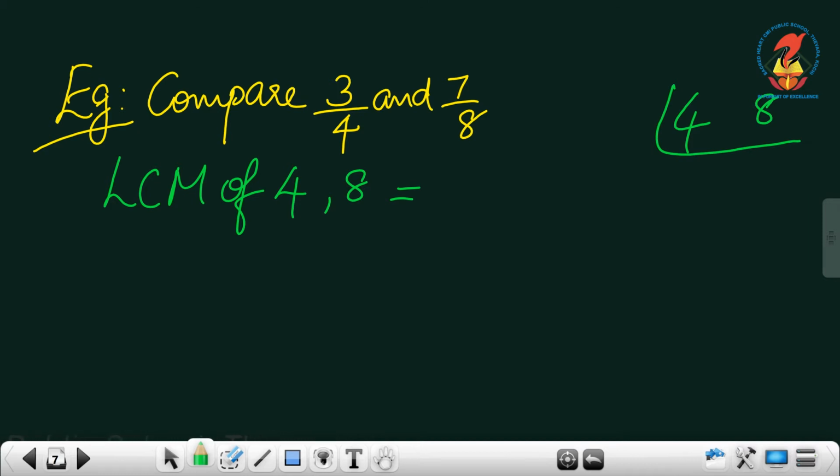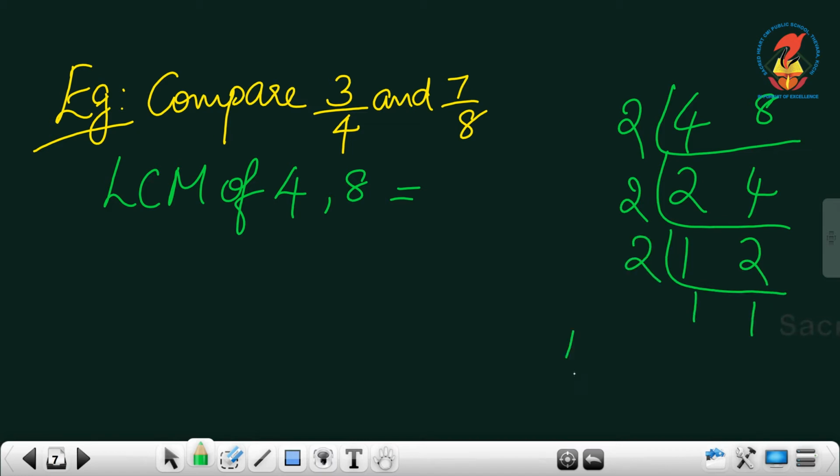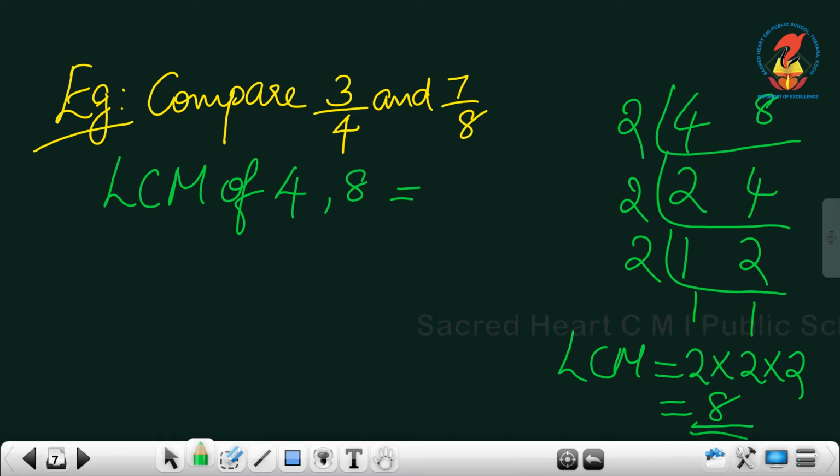So, think about the smallest prime number which will divide at least one number. 2, then 2, 4, again 2, 1, 2, again 2, 1, 1. So, how will we find the LCM? LCM is equal to 2 into 2 into 2. What is the answer? 8. I hope the LCM is clear. LCM we got it as 8. Now, what is the next step?